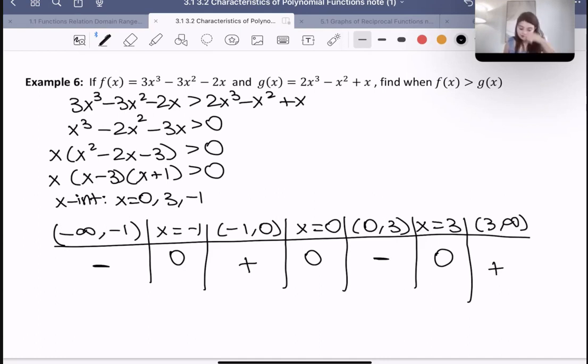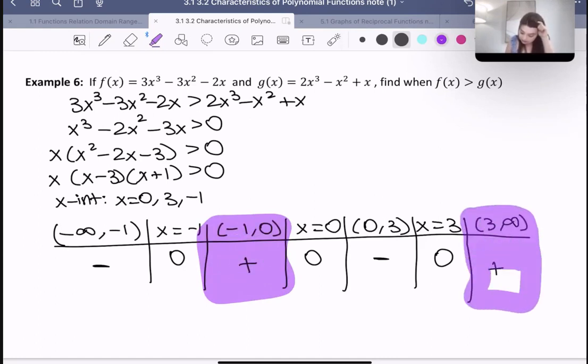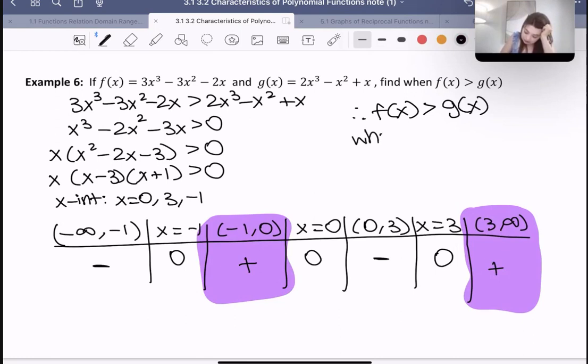Okay, so we want to know, where is this greater than 0? Where is f of x greater than g of x? Since it's strictly greater than, I'm only going to choose my positive intervals. I'm not going to choose anything that's equal to 0 or anything that is a negative interval. So just these two. Therefore, f of x is strictly greater than g of x when we have from negative 1 to 0 and from 3 to infinity. So there we have it. Very good.